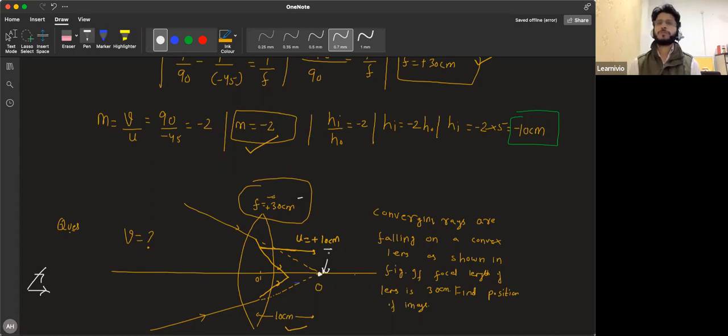Do it, please, fast. So you have object distance, which is plus 10. You have focal length, which is plus 30. Just use lens formula and get the value of V. How much is V? Calculate V and write your answer in chat room fast.